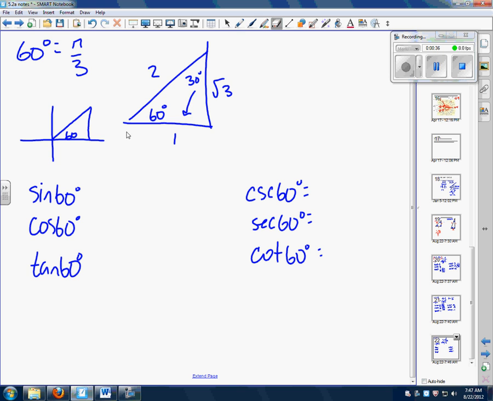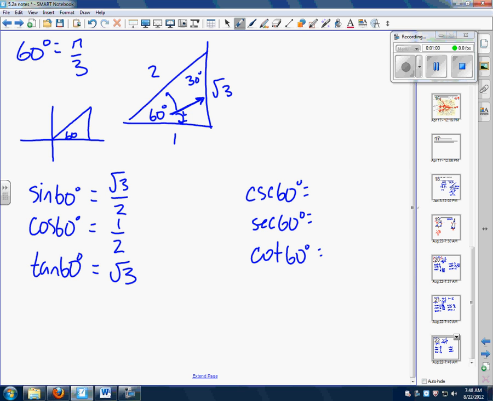So sine of 60 degrees now. Opposite over hypotenuse. Square root of 3 over 2. Cosine of 60. Adjacent over hypotenuse. Tangent of 60. TOA. Opposite over adjacent. Square root of 3 over 1 is just square root of 3.